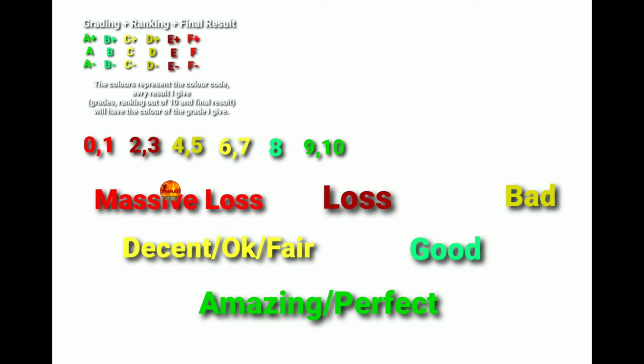So if you have an F, you have a massive loss. If you have an E, you have a loss. If you have a D, you have a bad. If you have a C, it's a decent, okay, or a fair. If you have a B, it's a good, or like a decent, something like that, good or nice. And then an A, amazing or perfect, something along the lines of that.